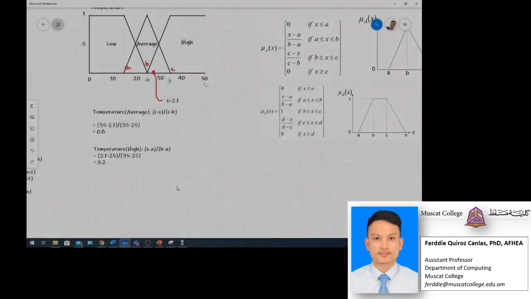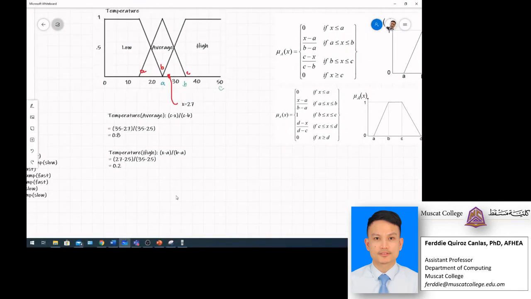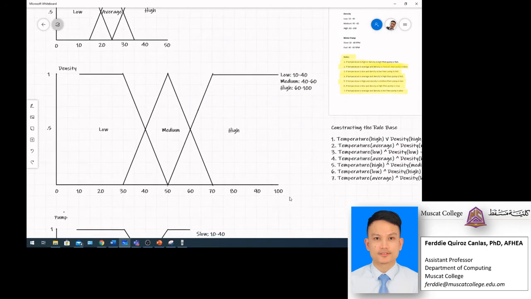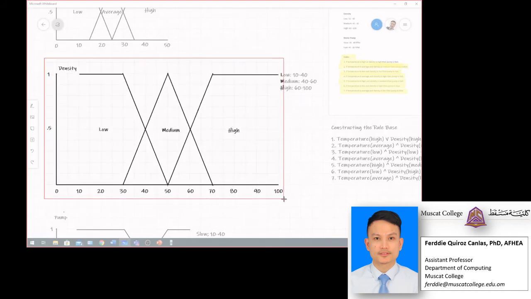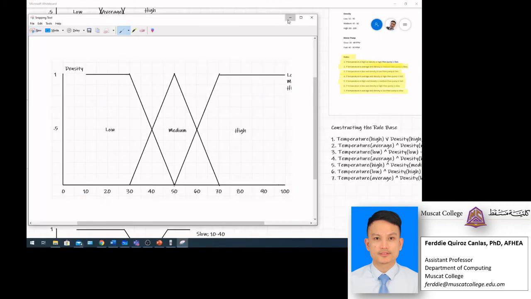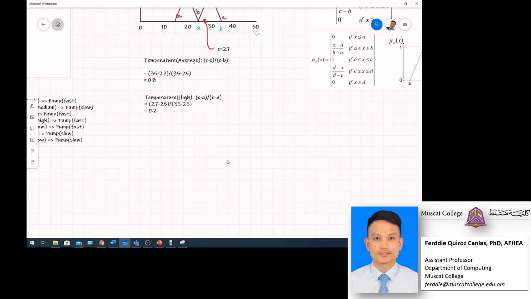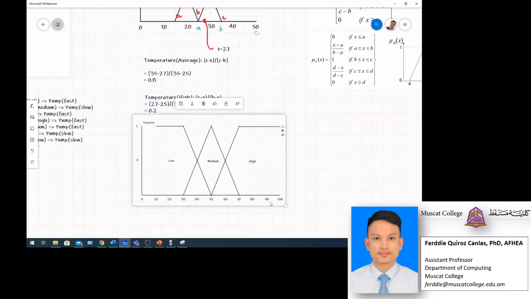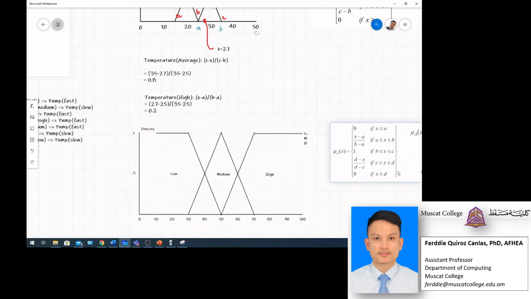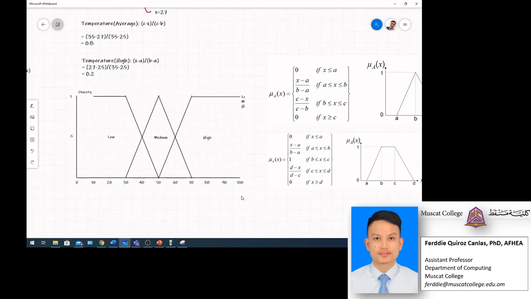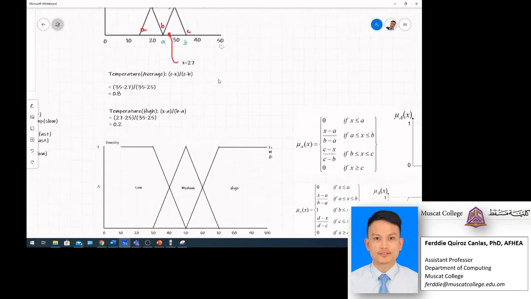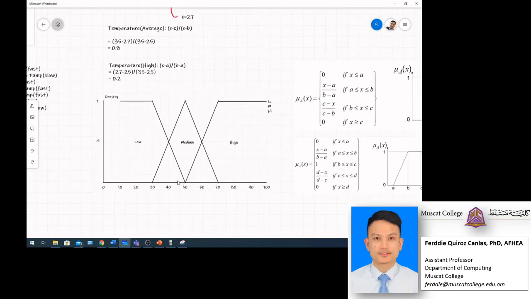Let's proceed to the next one, which is density. Again, let me borrow the drawing here. I'll go with snipping, take it and copy it, then paste it here. Let me drag it so that you will see. Let me move this down so that we have a guide. So what's the given? The given is 48 for the density. So 48 is somewhere here, right? Let me draw a red line. So 48 is somewhere here.